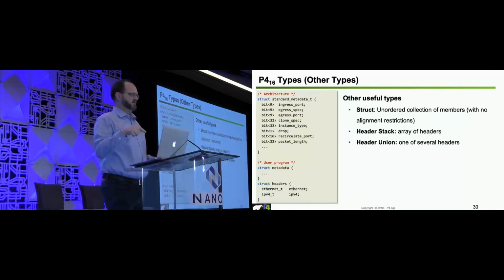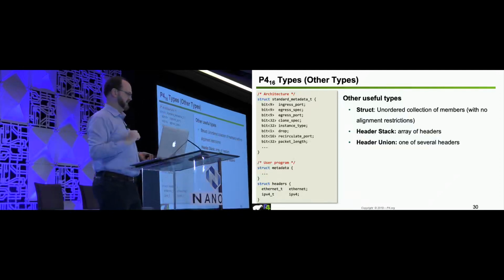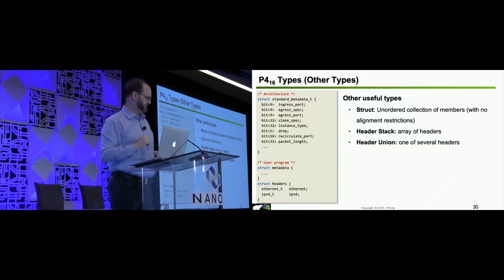Header stacks are not needed for the example, but just to let you know that they're there. They're useful for things like if you have an MPLS label stack. It's useful to have an array of headers type for that. And then header union is just like a C union. It says this header or that header or that header, but at most one of them can be valid. So in some cases, if you're trying to optimize for space, you might say, I know I'm going to have an IPv4 or an IPv6 header, but not both. I want to use a header union to explicitly tell the compiler that it only needs storage for one of those.